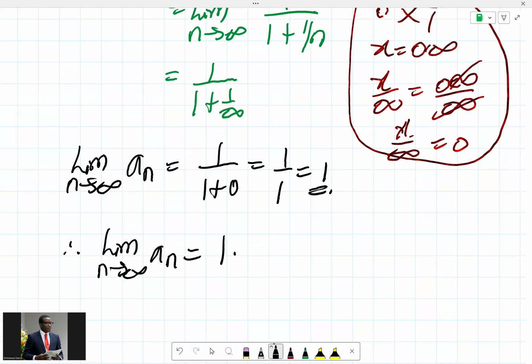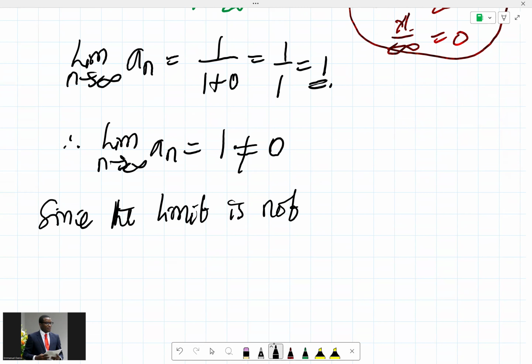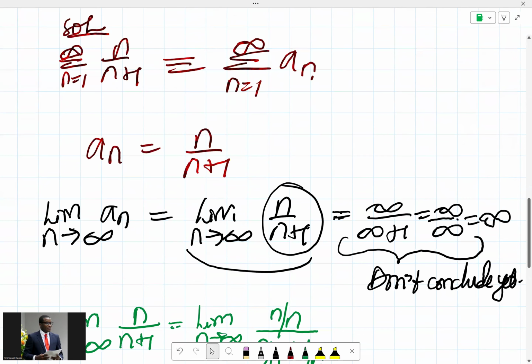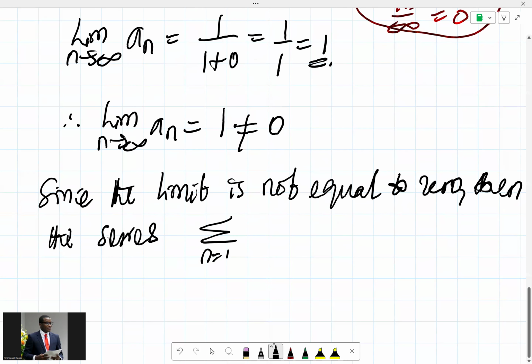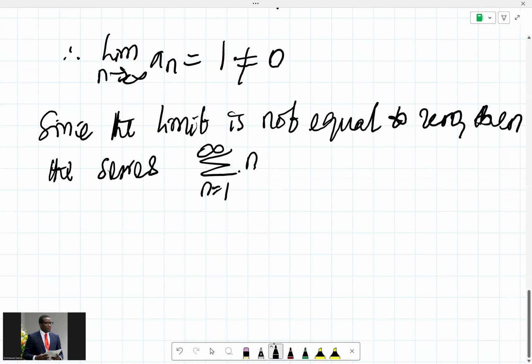Now, what does this say about convergence or otherwise? So this is saying that because the value is 1, since the limit, of course, we see this limit is not equal to 0, then the series, the original series, summation n equals 1 to infinity of n over n plus 1, actually diverges.